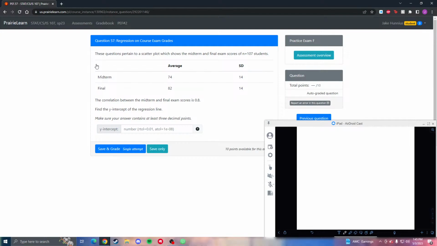So now we have our correlation coefficient is 0.8, and we need to calculate our y-intercept. So this is essentially what I just did, but we got to calculate our slope. So slope is equal to r times s dy over s dx, but in this case they're equal to each other. They're both 14, so it's just going to be 0.8 times 14 over 14, so our slope is 0.8.